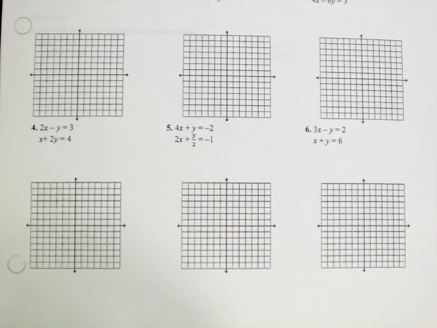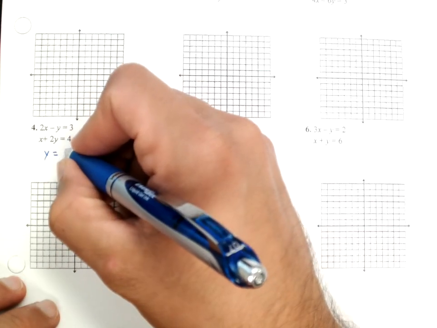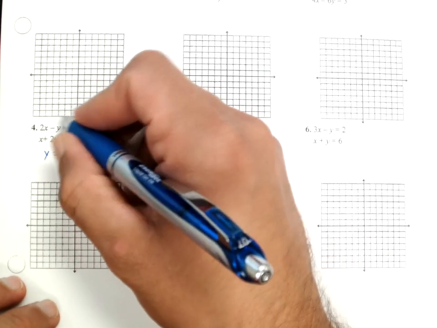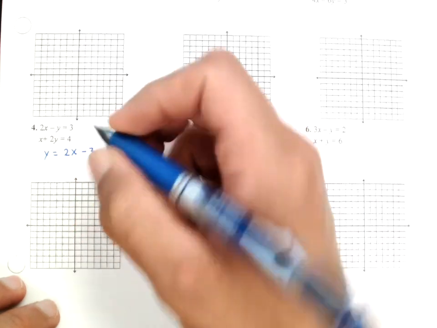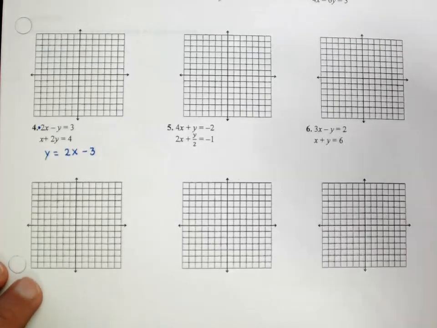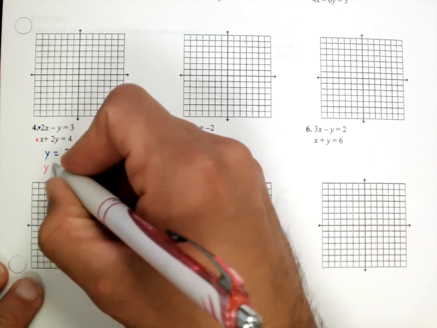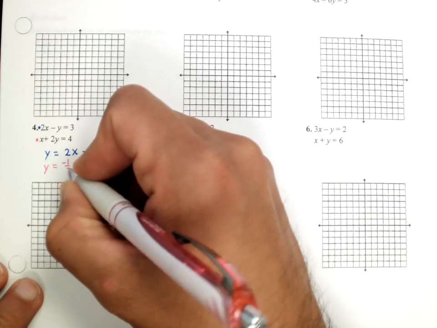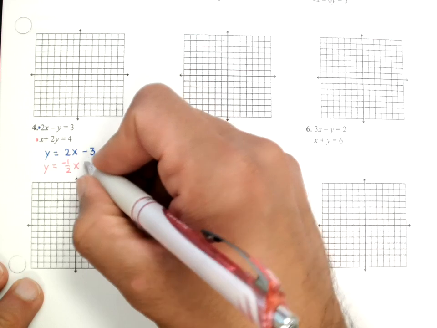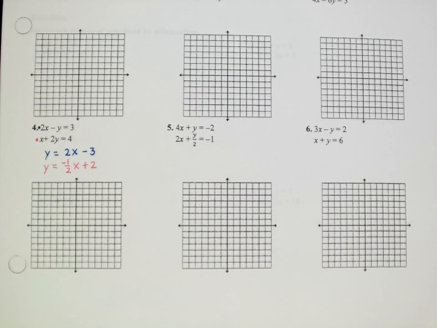The first thing you have to do is graph these, alright? So you're going to have to solve for y on the top equation. If you add y to this side, you would get 2x, and if you subtract 3 from both sides, you get y = 2x - 3. Alright, so that's this equation right here. If you solve for y in this equation, you get y = -1/2 x + 2. Again, if you don't know how to solve for y, just come and talk to one of us and we can help you with that.